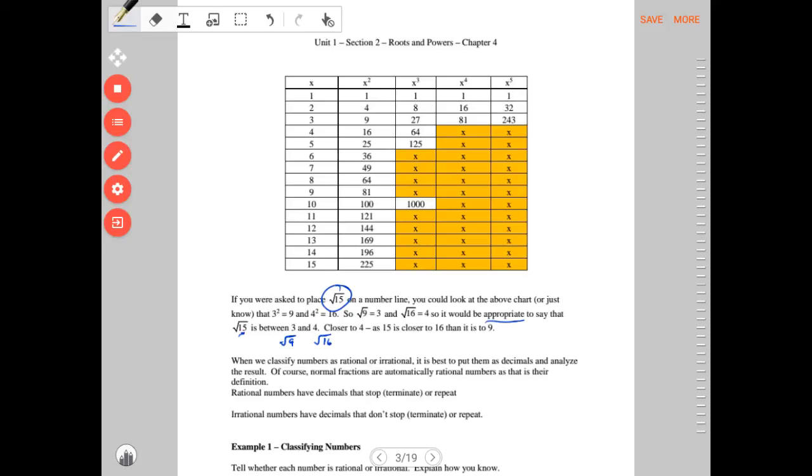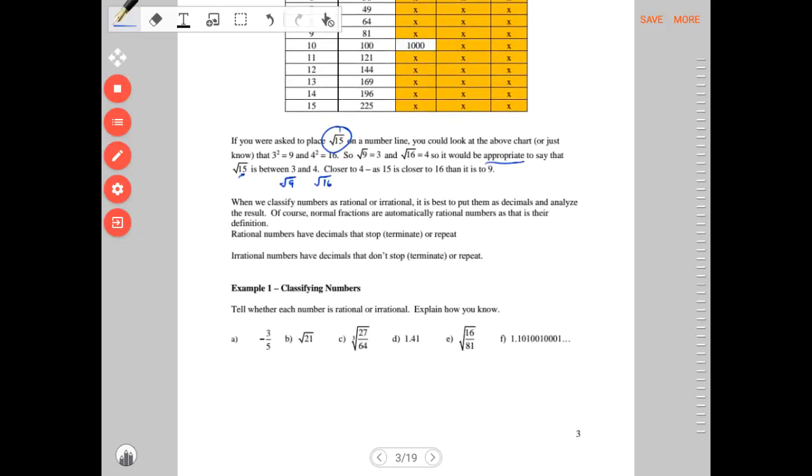Okay? When we classify numbers as rational or irrational, it is best to put them as decimals and analyze the result. Of course, normal fractions are automatically rational numbers, as that's their definition. Rational numbers have decimals that stop, terminate, or repeat. Irrational numbers have decimals that don't stop and don't repeat. Okay, so let's have a look at number 1. It's classifying numbers. Tell whether each number is rational or irrational.